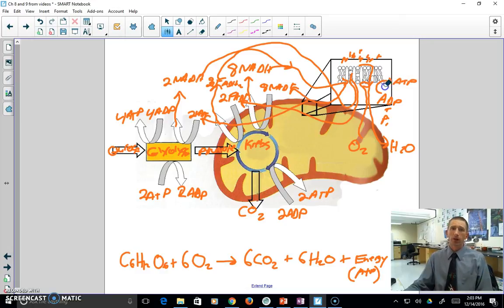So this has been Mr. Leo. This video we have looked at a very, very broad overview of the whole entire process of cellular respiration. We calculated the totals and then we filled in this diagram.